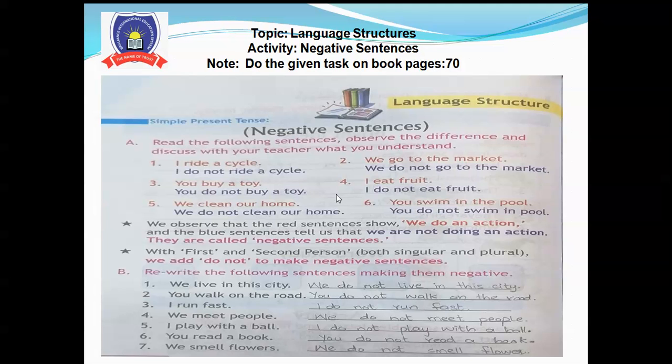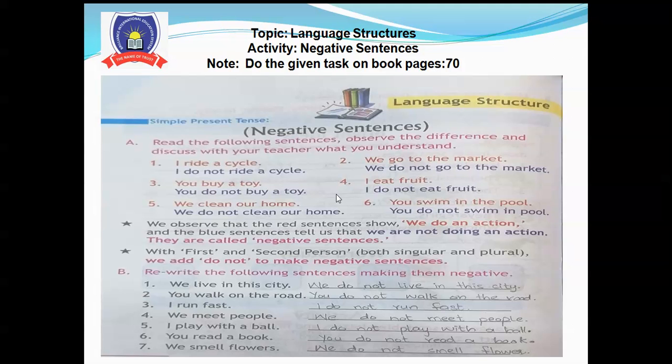I play with a ball. I do not play with a ball. You read a book. You do not read a book. We smell flowers. We do not smell flowers. That's great. Okay, students, you have done this exercise.